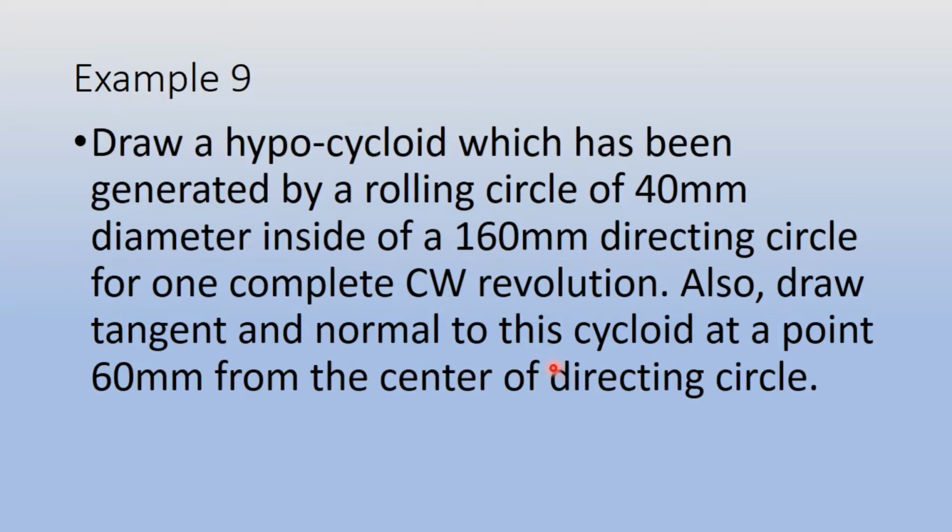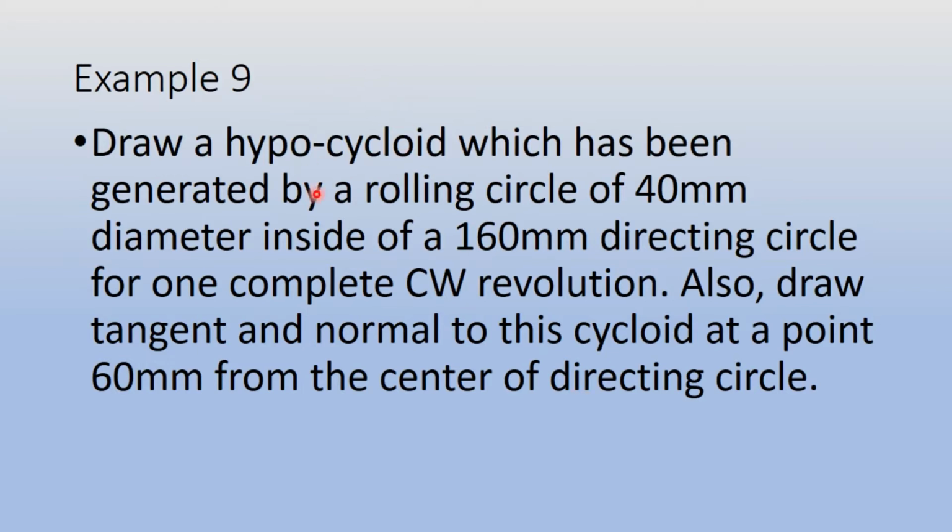So this is example number 9. Draw a hypocycloid which has been generated by a rolling circle of 40 mm diameter inside of a 160 mm directing circle for one complete clockwise revolution. Also draw tangent and normal to this cycloid at a point 60 mm from the center of the directing circle.